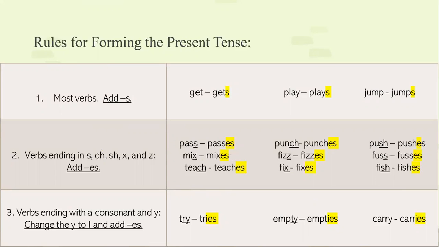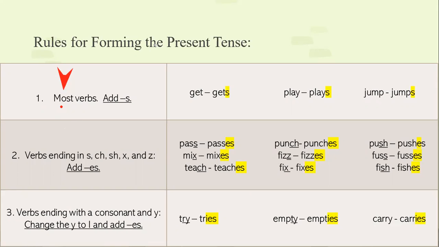Okay, so rule number one talks about how to most verbs add s. As it says here, most verbs add s, and then we have some examples here on the right side. Get, gets, play, plays, jump, and jumps. And this is what we're going to do to most. Now, there's a lot of emphasis on this word right here. You've got to keep an eye on it because it talks about most verbs. We're not going to do this to all of them. We're just going to do it to most verbs.